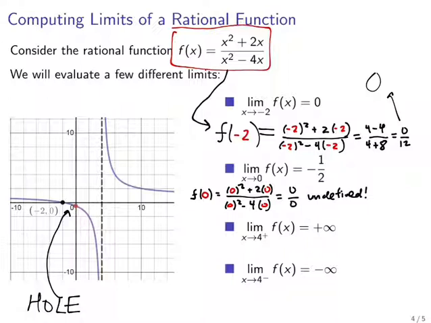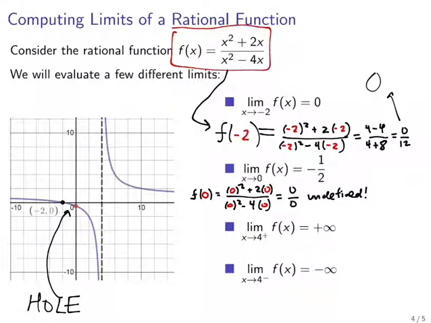And yet we can see from the graph that it seems to be approaching a very particular y value, a y coordinate, a certain height, right at that place. So how can I discover what that is? And by the way, it turns out that it's -1/2. How do I do that? Well, what we're going to do is factor and simplify this function.